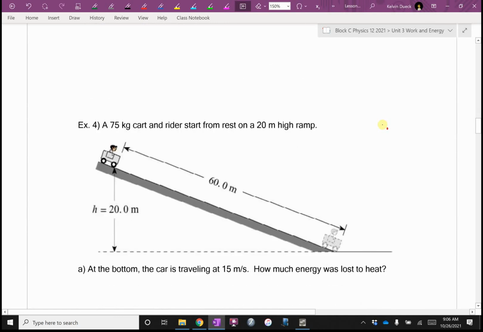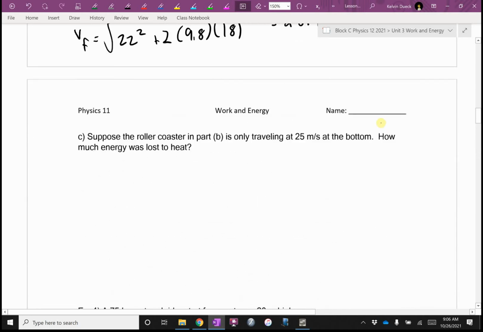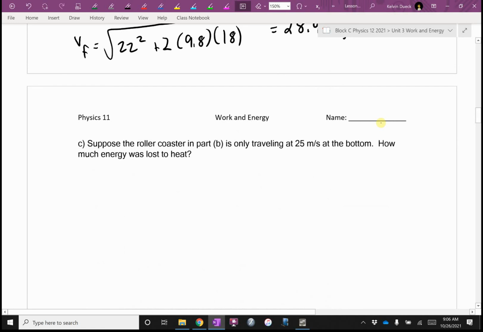C. Suppose the roller coaster in part B is only traveling at 25 meters per second at the bottom. How much energy was lost to heat? What does this want me to find? So I'm going to modify my conservation of energy equation. It's going to be KE initial plus PE initial equals KE final plus PE final plus heat. I can still say potential energy final is 0.